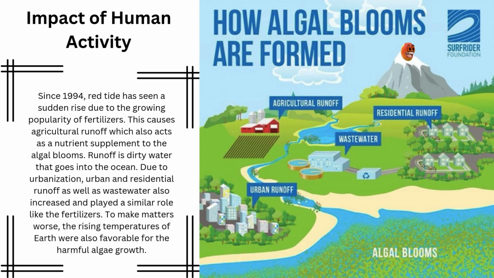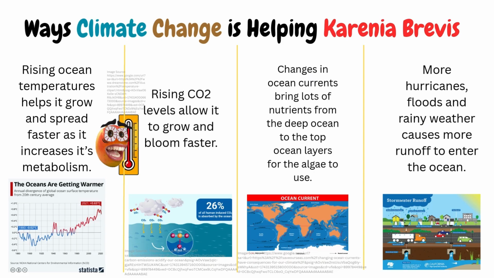Since 1994, red tide has seen a sudden rise due to a growing popularity of fertilizers. This is caused by agricultural runoff, which also acts as a nutrient supplement to the algal blooms. Runoff is dirty water that goes into the ocean. Due to urbanization, urban and residential runoff, as well as wastewater, also increased and played a similar role like the fertilizers. Here are some ways climate change is helping Karenia brevis.